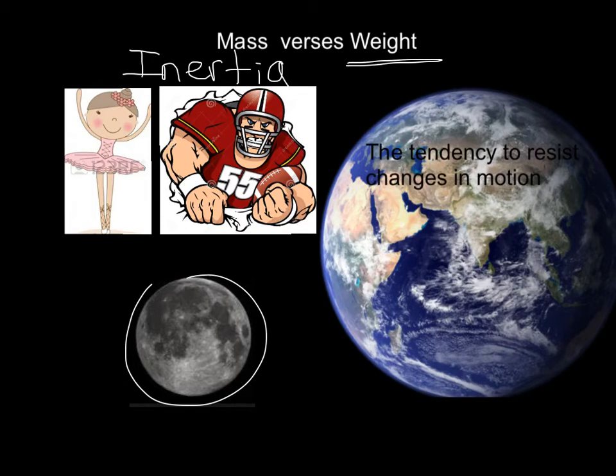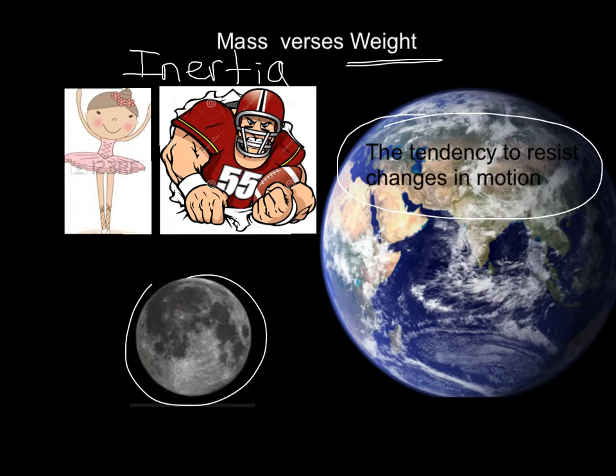It's the tendency to resist changes in motion. That's what mass and inertia technically are. So, which of the two people resists the change in their motion more, the ballerina or the football player? Think of it this way. Who would be easier to push? Or who would you rather have tackle you?